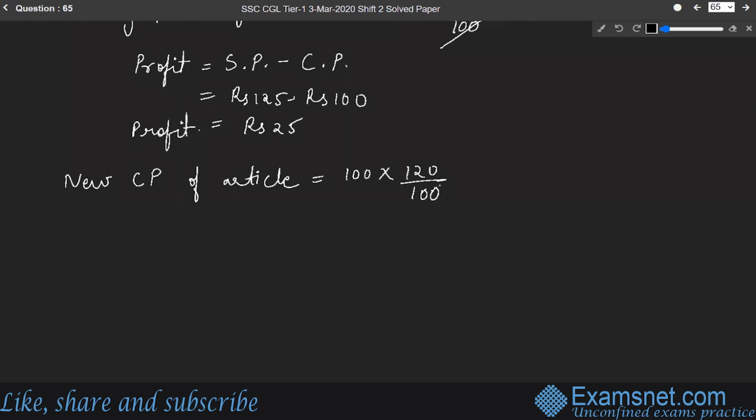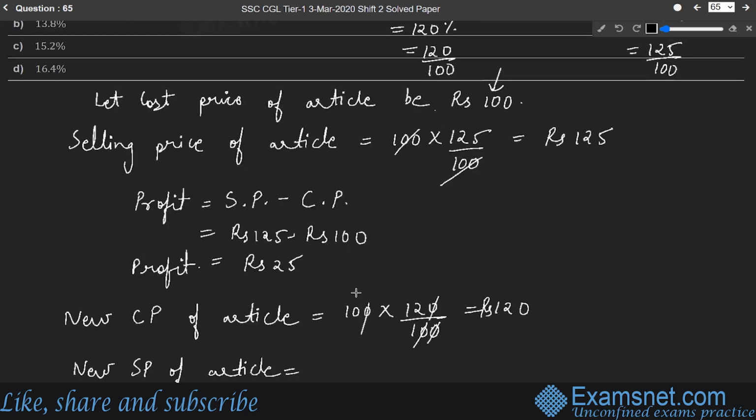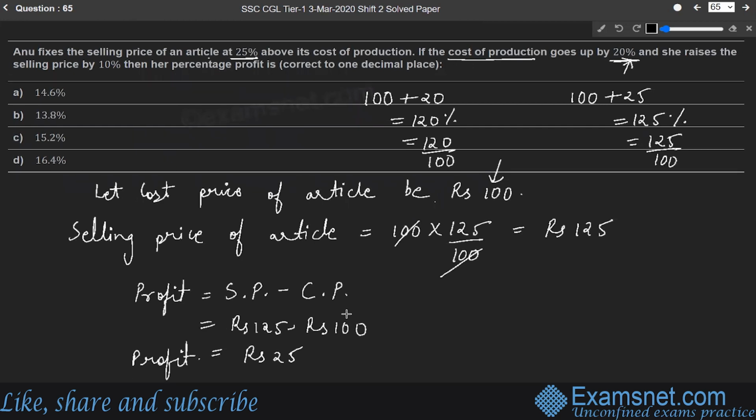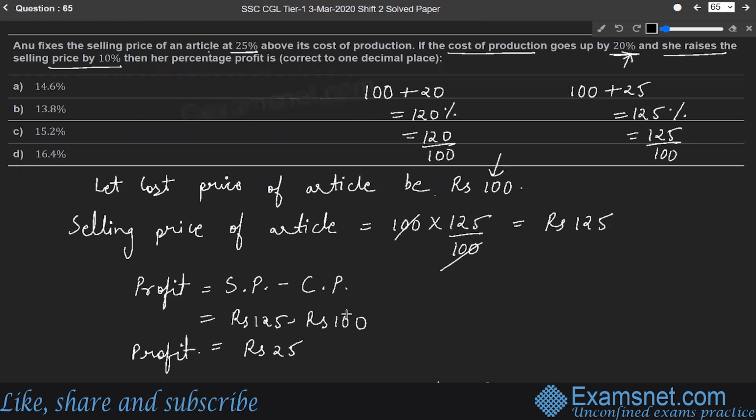Now this 0 and 0 will be cancelled. Again a 0 and 0 will be cancelled. 10 into 12 is 120. So the new cost price will be rupees 120. Similarly, the new selling price of the article will be equal to, what is the old selling price? 125. So 125 multiplied by, let us read the question, she raises the selling price by 10%. Means selling price is also increased by 10%.